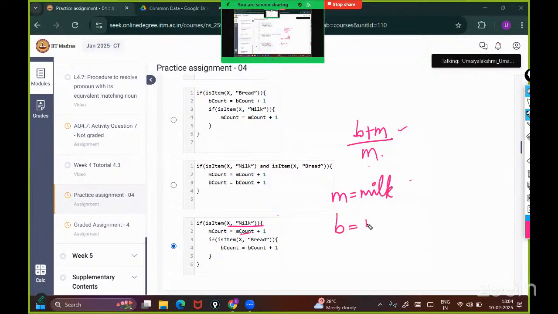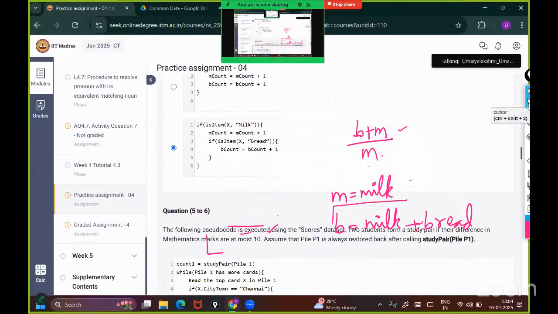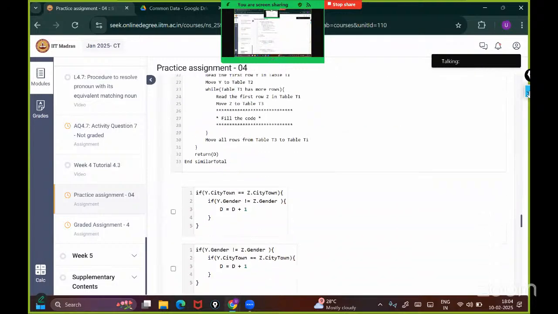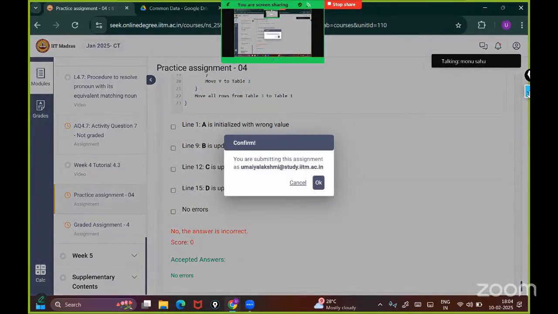B contains milk plus bread, right? Because, can you see here, only if the person has purchased milk, then only the bread count is counted. Which means they are also checking milk that is added here. So only milk will be added in M count. The B count contains milk. After that, they have purchased bread. So it has counted both. So the option can be option D. Why not the first? What is the difference? Only a bracket difference, I think.